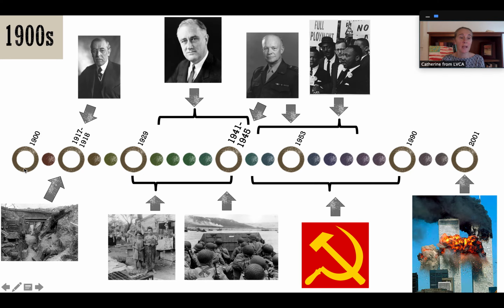We'll start back here in 1917 to 1918 and talk about World War I and President Wilson. We'll talk about the Great Depression that runs from 1929 to the late 1930s or early 1940s, and the president during that time, Franklin Roosevelt. We'll talk about World War II, and a general from World War II who later became president.